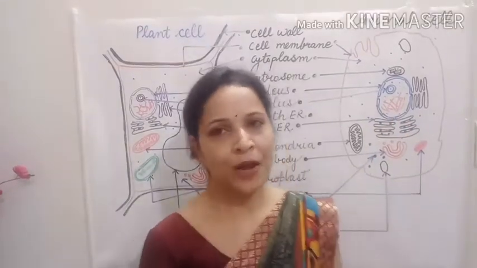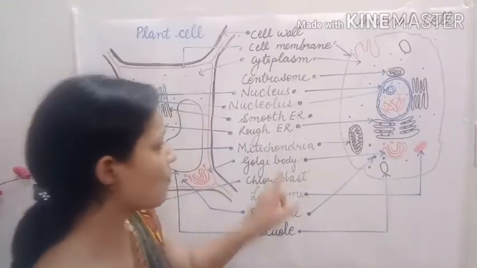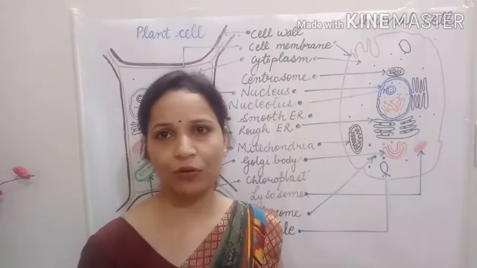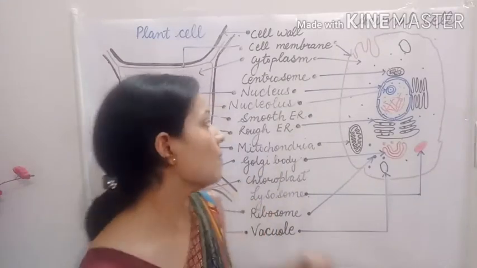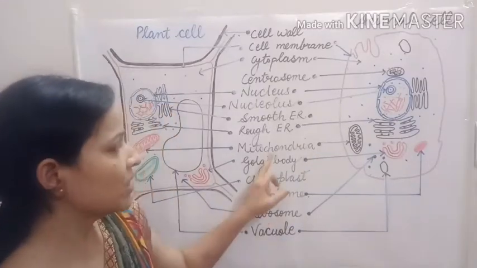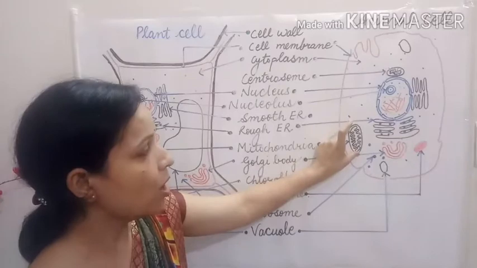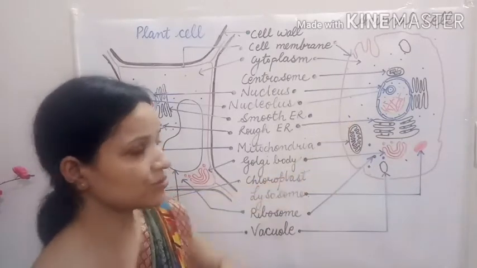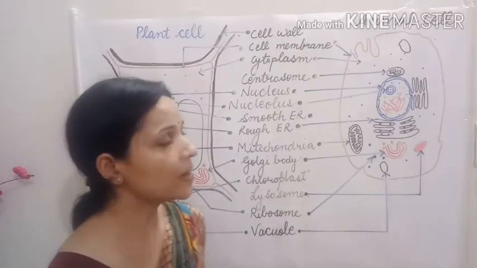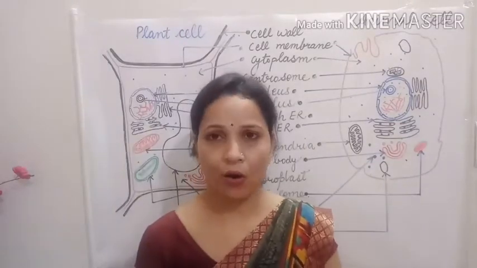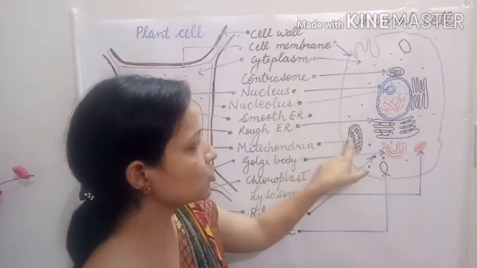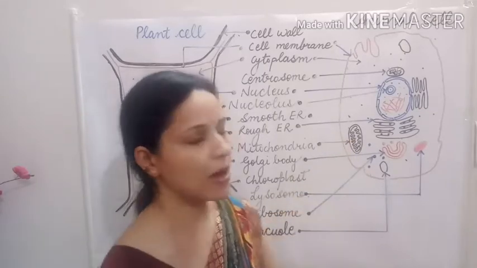Now the next cell organelle is mitochondria, and the singular is mitochondrion. Mitochondria are found in both plant cell and animal cell. Mitochondria are small rod or oval shaped structures, as you can see in the picture. And this is a double membrane organelle. You can see in the picture it has two membranes, outer membrane and inner membrane.